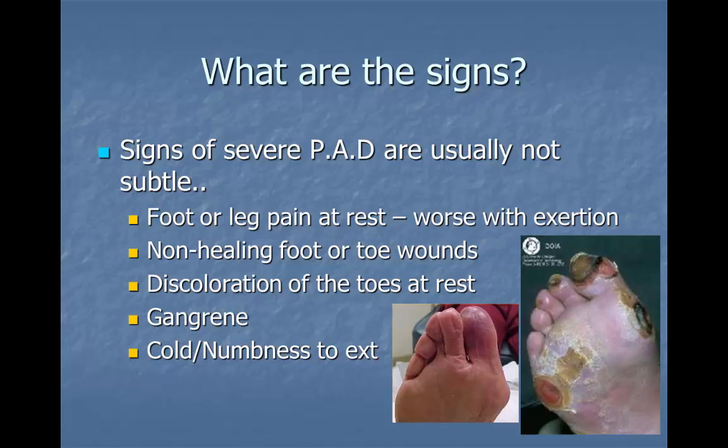Edema is usually not present unless the patient has kept the leg immobile in a dependent position to relieve the pain. Again, foot or leg pain at rest that worsens with exertion. Non-healing foot or toe wounds, those are ischemic ulcers. Discoloration of the feet, dependent rubor, and sometimes in extreme, severe cases, patients could even develop gangrene due to ischemia.